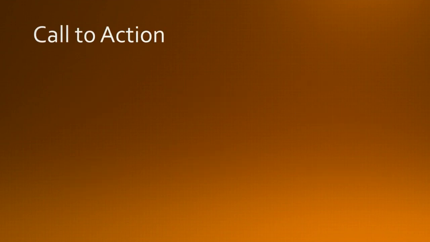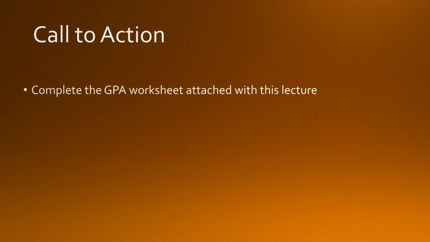All right, so here are our calls to action. We got a few items for you today. So number one is to complete the GPA worksheet attached with this lecture. It's going to require you to get an up-to-date academic progress report or an unofficial transcript from your school, and it'll help you then walk through how to calculate all of these other GPAs. Your cumulative GPA should be on your academic progress report anyway, but this will give you an opportunity to figure out what your actual numbers are in real time.